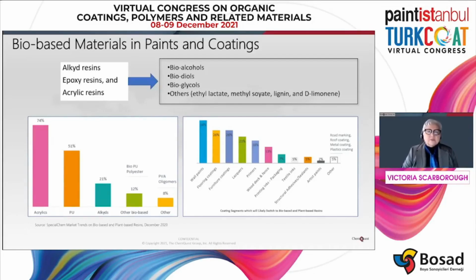There are areas in the coatings market that have already been shown to be likely to switch to a bio-based or plant-based resin. So that would be wall paints and floor coatings, furniture coatings and lacquers, primers, wood decking and fencing, printing inks, a lot of them are bio-based today. Textiles and textile inks and adhesives and artist paint. So these things have opportunities for switching into bio-based raw materials. So I think that we can look forward to more and more of these coming into the supply chain.